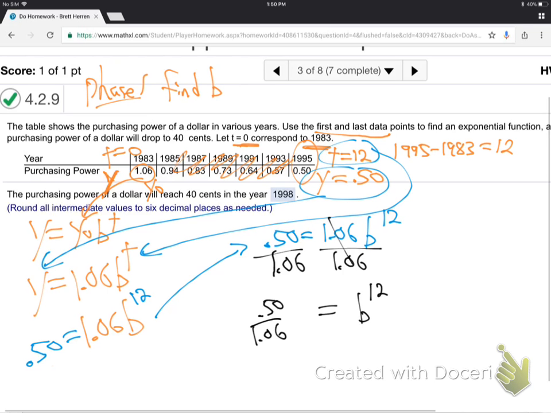And now, how do you make that into regular b? How do you get rid of that 12? Getting the hang of that? Just, when you want to get rid of a power, do the 1 over that power. It's gone. Regular b. And then whatever that number is.